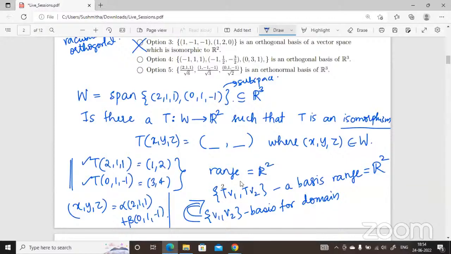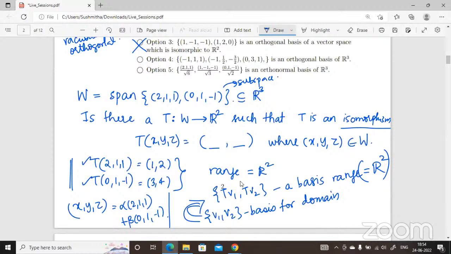Ma'am, is this true? If I have a basis for a subset and I transform it, then the transformed basis will also be linearly independent. It will be a basis for the range. That's what I've written here: V1, V2 is a basis for the domain implies TV1, TV2 is a basis for the range. So the range will always be R2. Yes, ma'am.